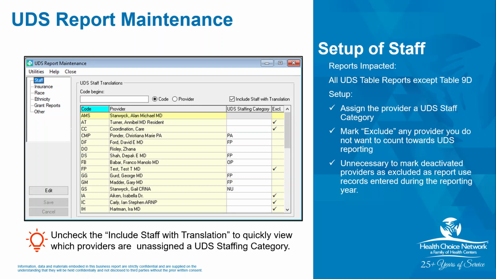The category assigned to each provider determines which line on this Table 5 Staffing and Utilization Report the provider's encounters will be counted to. Any provider not assigned a UDS staffing category will show in a warning as you enter the UDS dashboard, and their encounters will not contribute towards your UDS numbers. From the UDS Report Maintenance window, you can quickly view all the providers who are unassigned a UDS staffing category by unchecking the Include Staff with Translation box up at the top of the setup area.